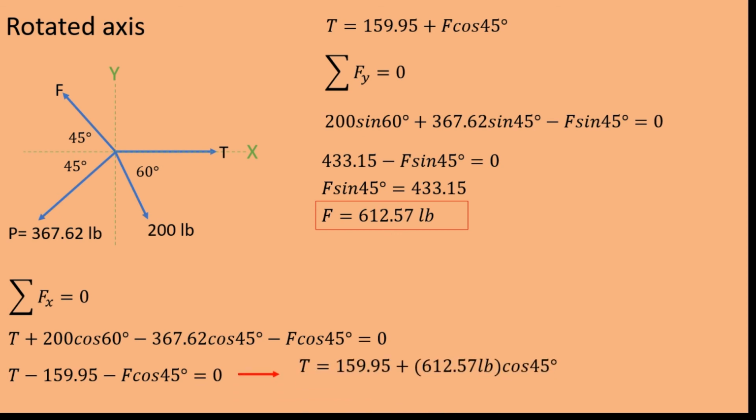So we will have to substitute that F value dun sa given kanina to get the tension T. So we have 159.95 plus F cosine 45 degrees, wherein F is equal to 612.57 pound. Dun sa nakuha natin. So to solve that, yung result yan sa T value na 593.10 pound.